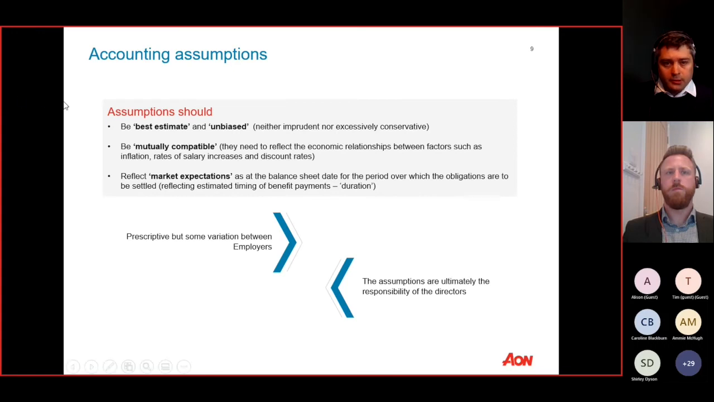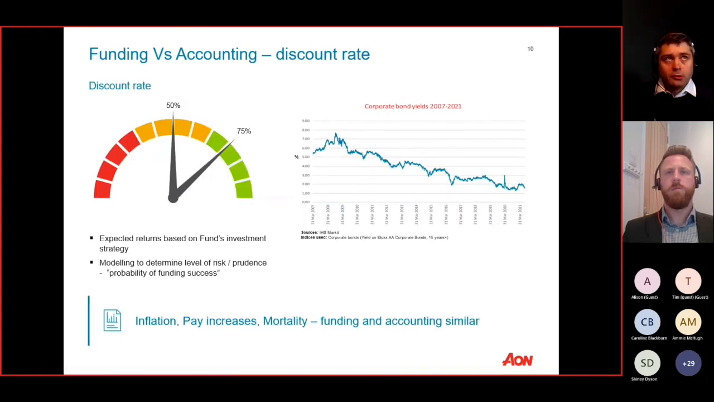Let's move to the next slide and talk a bit more about the discount rate and how we set this for the accounting. So the most significant assumption prescribed by the accounting standard is the discount rate. The discount rate must reflect the yield on high quality AA rated corporate bonds. In effect, the accounting standards require you to assume you will be investing all the fund's money in corporate bonds and achieving returns in line with the yield on those bonds.